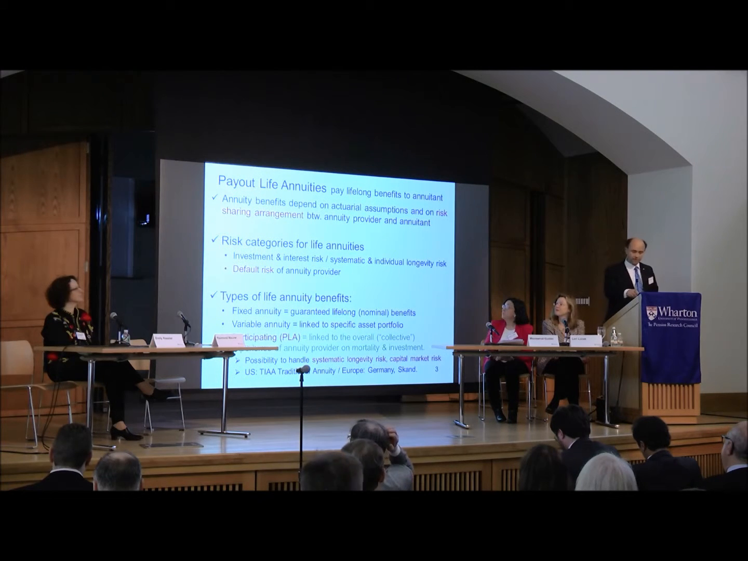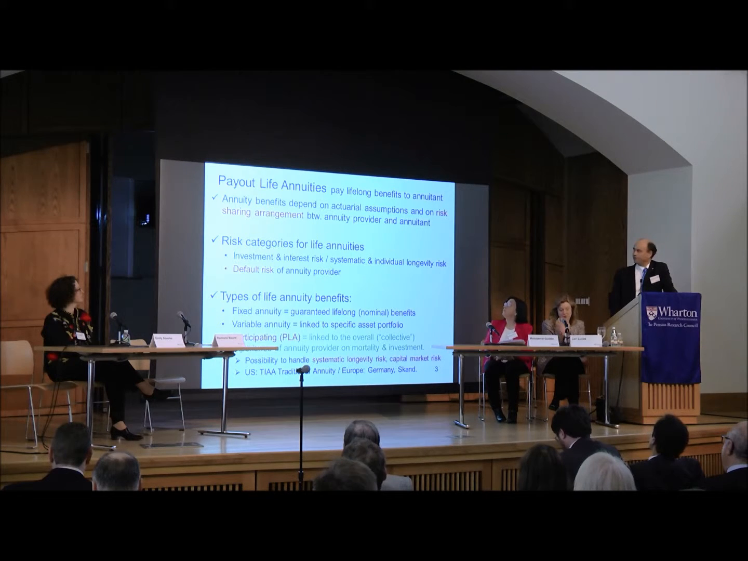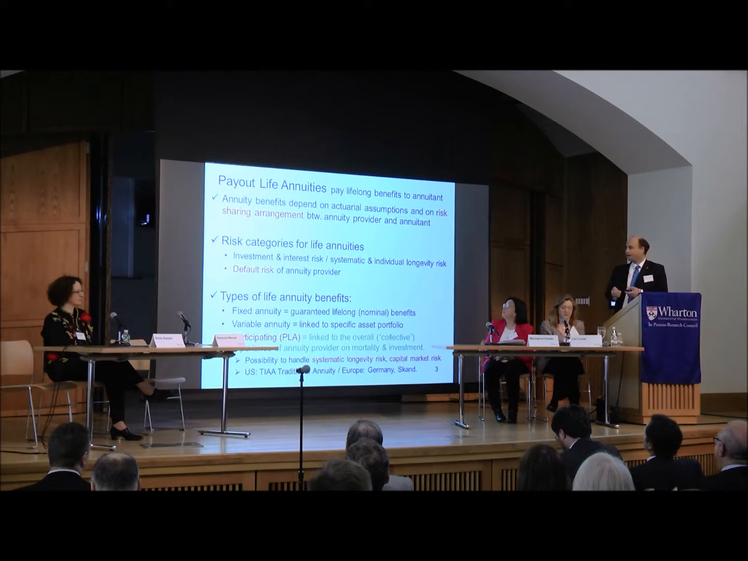Okay, let's talk first a bit about a participating life annuity. Life annuities, payout annuities, pay on a regular basis lifelong benefits to the annuitant. The annuity benefit depends on actuarial assumptions and on the kind of risk-sharing agreement or arrangement between the annuitant and the annuity provider.